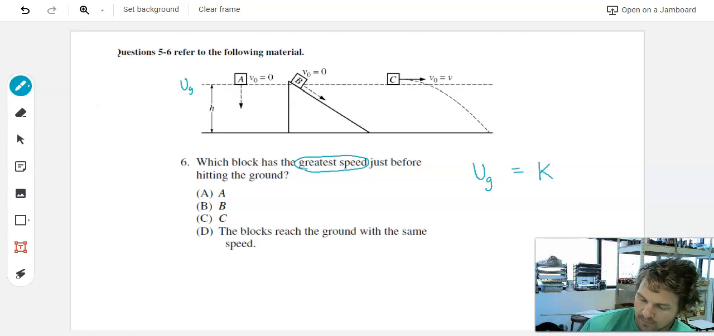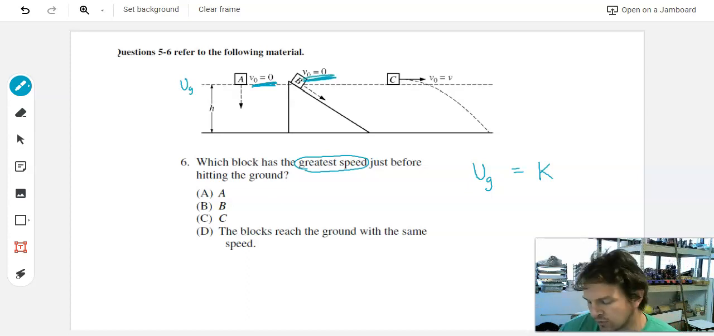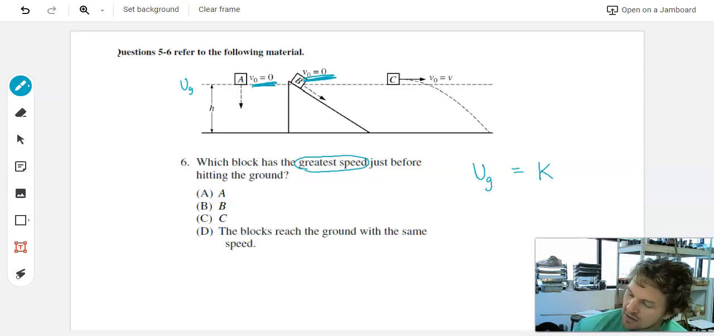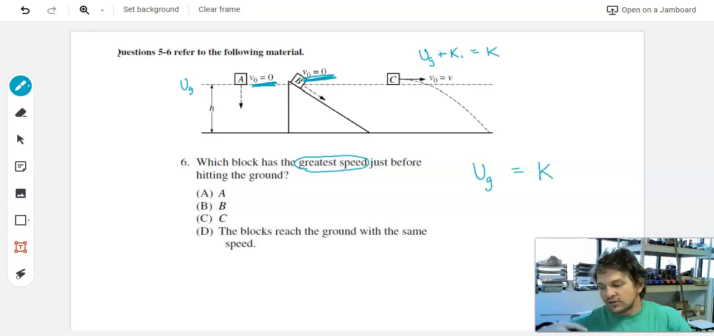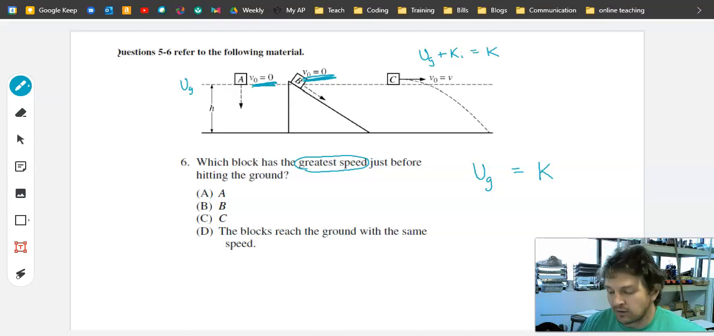Well, A is not moving at the beginning. So A has nothing to work with, right? Just the gravitational energy. B, not moving. C is moving at the beginning. So C has gravitational and initial kinetic energy, and all of that gets put into kinetic at the bottom. So C starts with more energy at the beginning, so it's going to be going faster by the end, right? It starts with an initial speed, so it's going to have a bigger final speed.